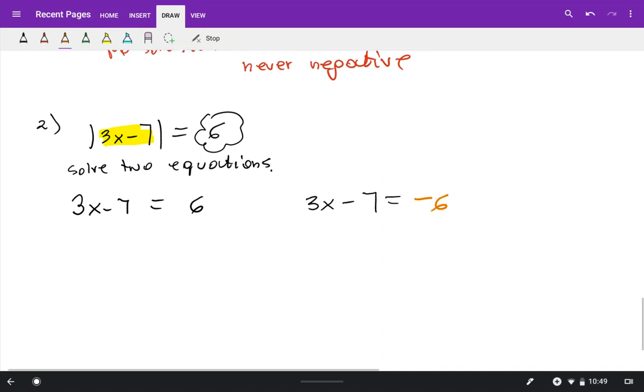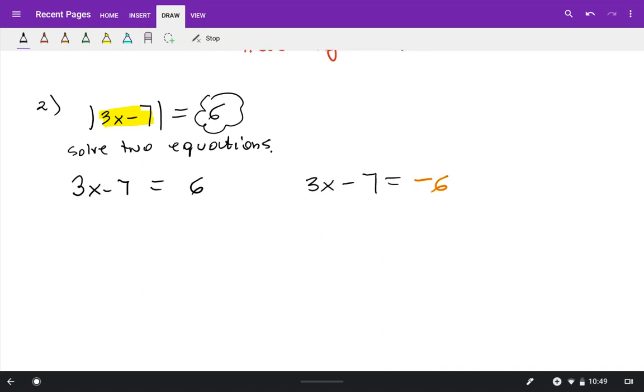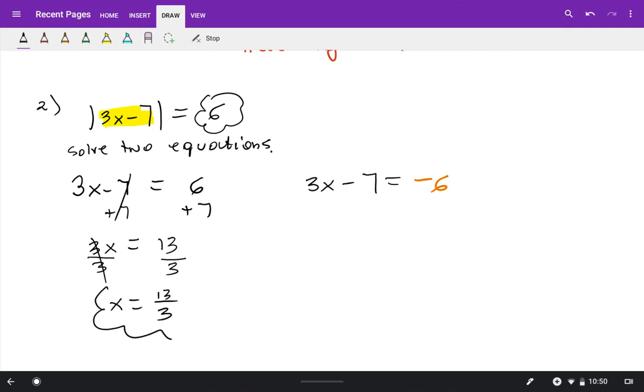So we're solving two equations, you have two solutions. We're adding 7 to both sides. We end up with 3x equals 13. And just divide each by 3, and we end up with x equals 13 over 3. That's the first solution. And the second solution, we're doing the same thing. We're going to add 7 to both sides, and we end up with 3x equals negative 6 plus 7, which is 1, divide each by 3, and we have x equals 1 over 3.